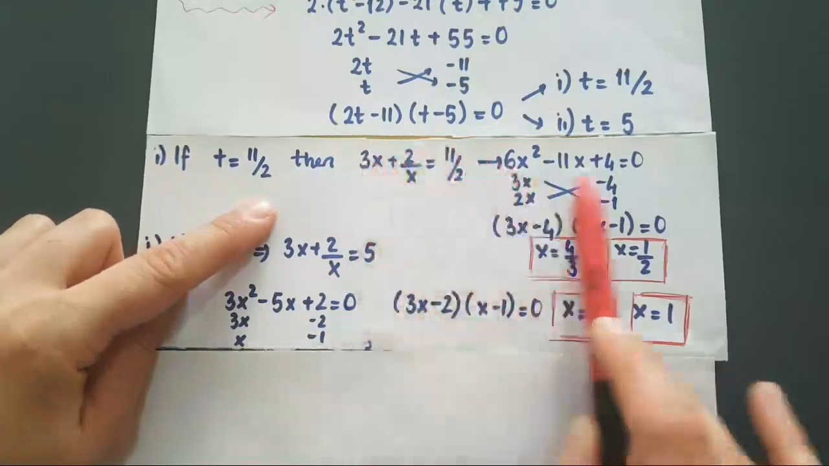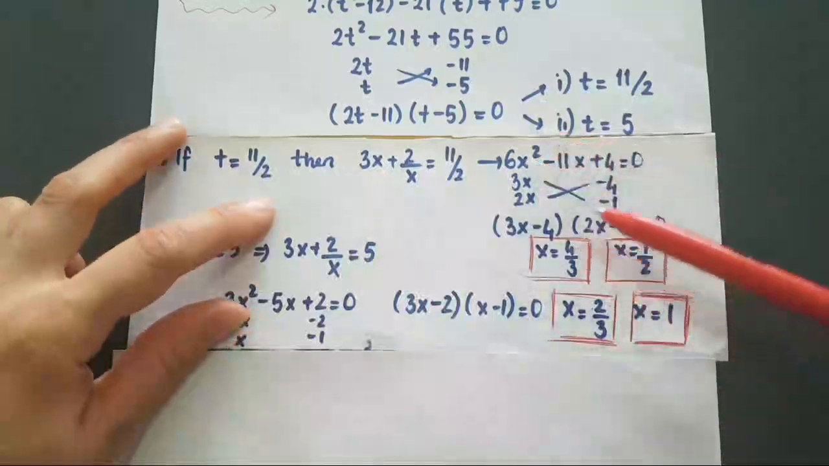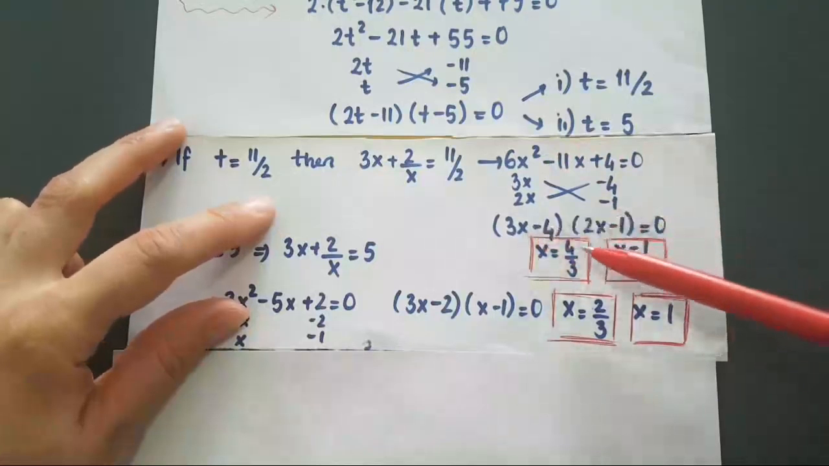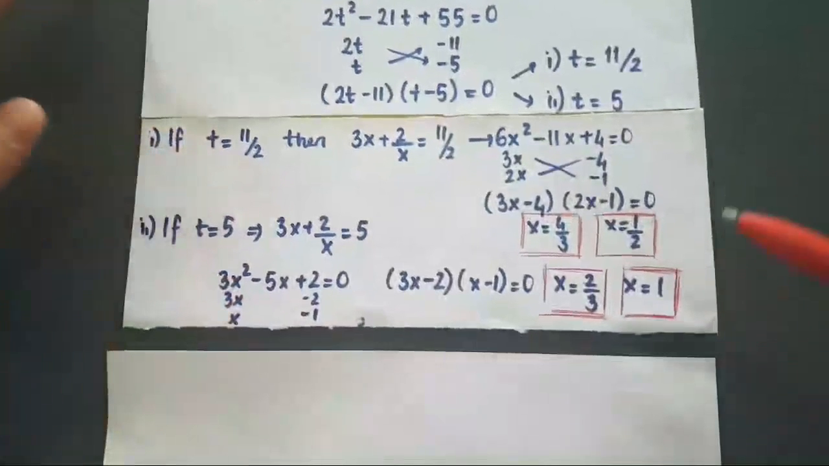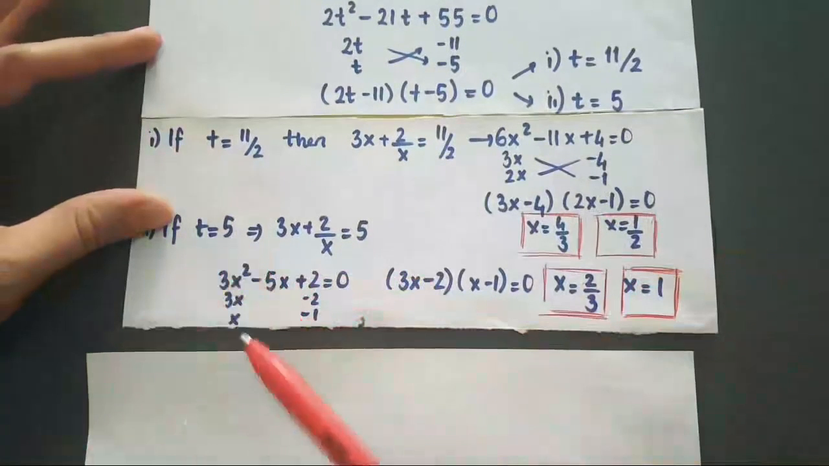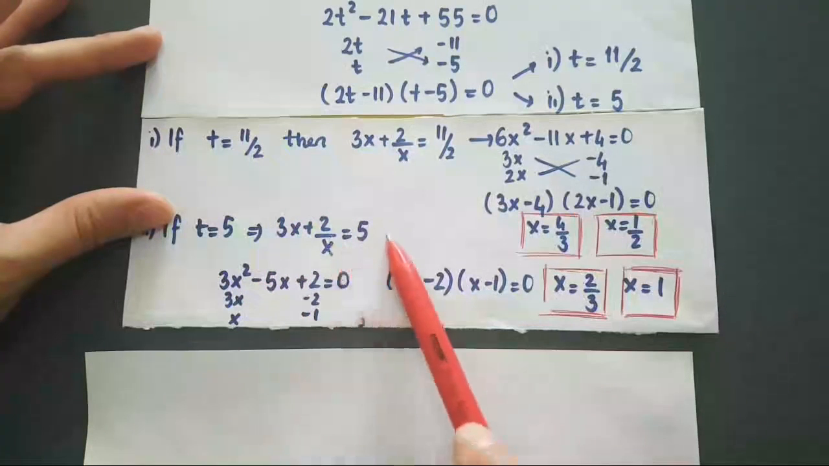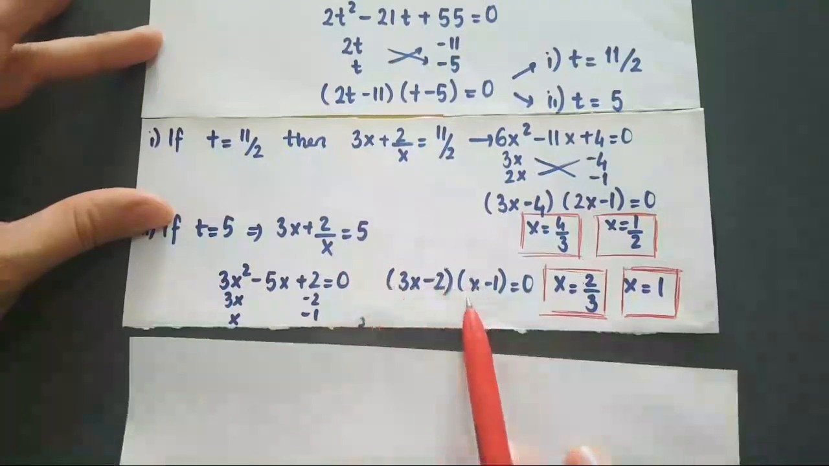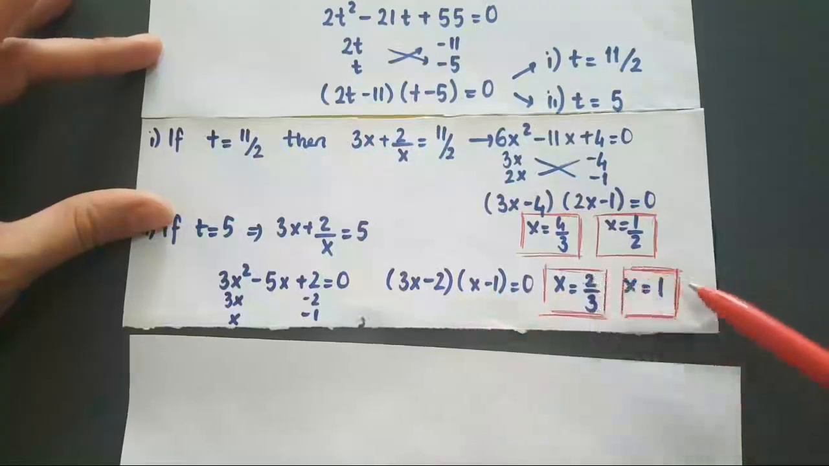When you write it in quadratic form, you will get 6x squared minus 11x plus 4 is 0, which gives you 3x minus 4 and 2x minus 1 is 0. From here, the roots are 4 over 3 and 1 over 2. And from the second case, if t is equal to 5, then 3x plus 2 over x is equal to 5. Here, if you factorize this quadratic equation, you will have 3x minus 2 times x minus 1 is equal to 0. From here, the roots are 2 over 3 and 1.